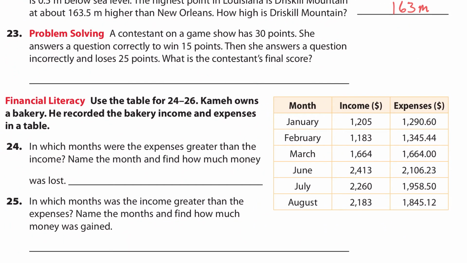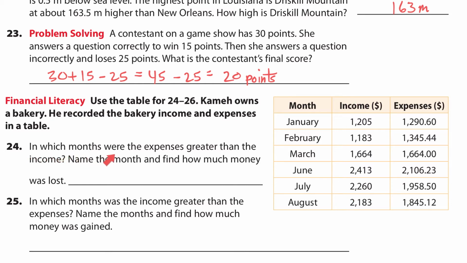A contestant on a game show has 30 points. She answered the question correctly to win 15 points. Then she answered a question incorrectly and lost 25 points. So we have 30 points and she got one correct, so you add 15 and then you subtract 25. So 30 plus 15 is 45, minus 25, and that would be 20 points. Final score.